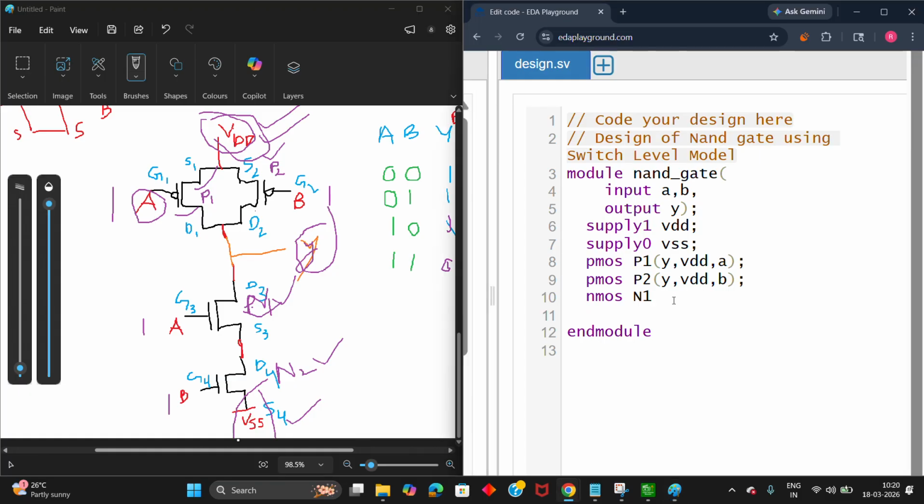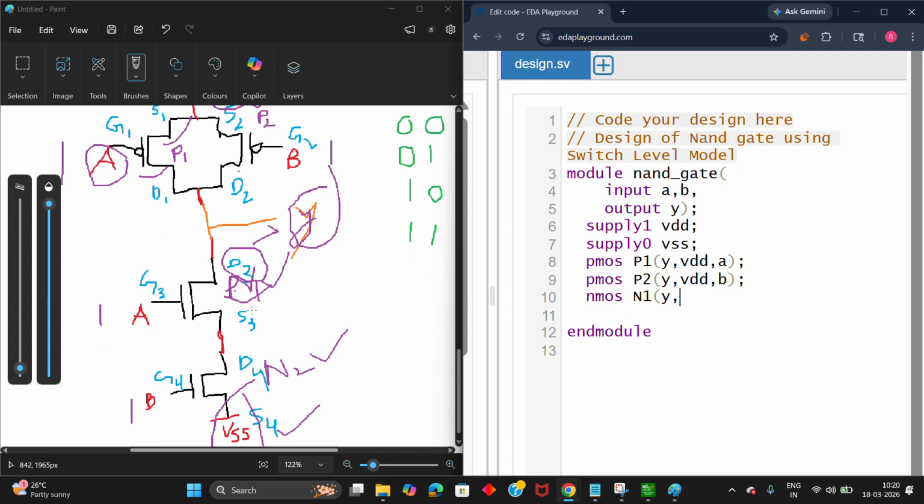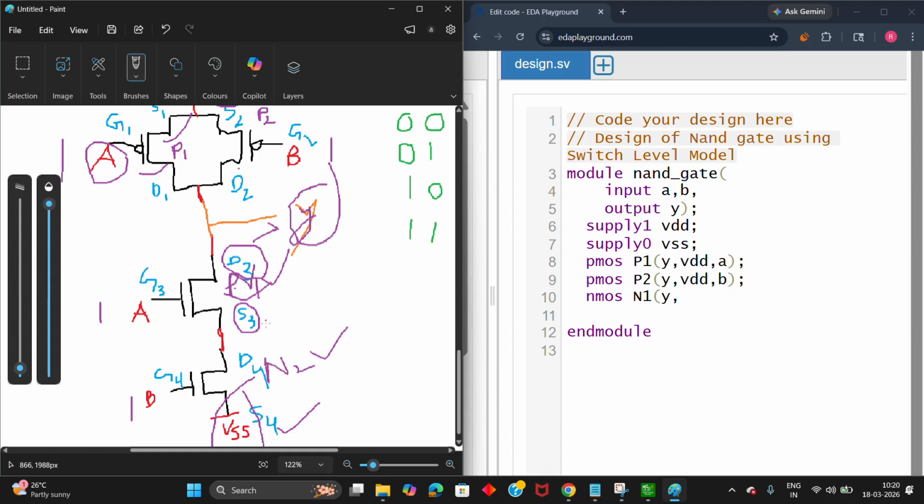Similarly, first you need to mention what is connected to the drain terminal. If you look at the drain terminal of N1, it is connected with output Y, so I am going to give Y, comma. If you look at the source terminal of N1, it is connected to the drain terminal of N2, so you just leave it. I am going to tell you what we need to do.